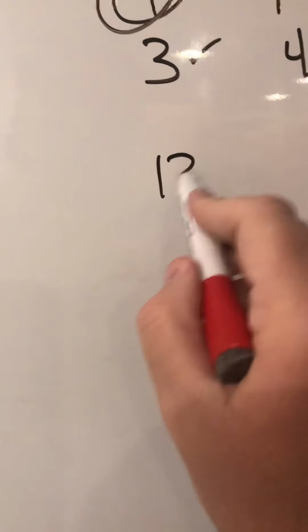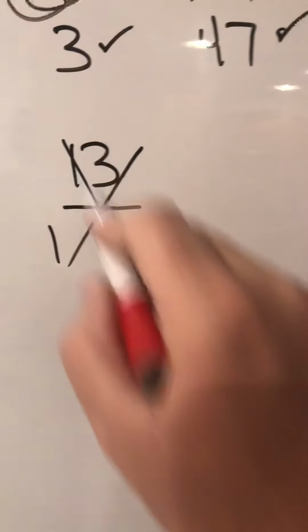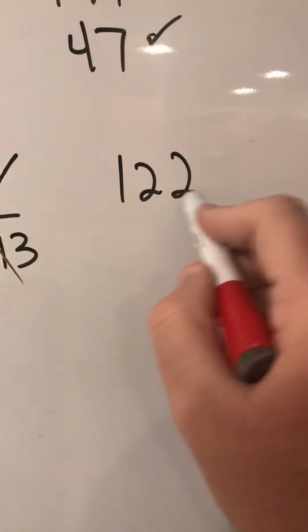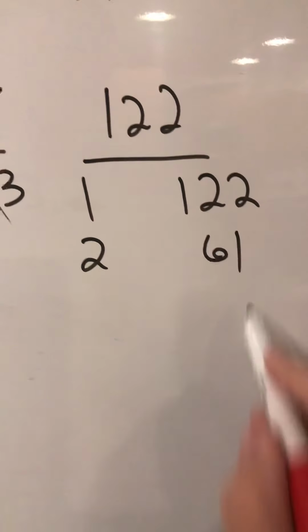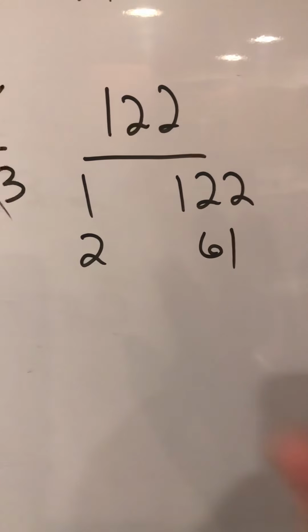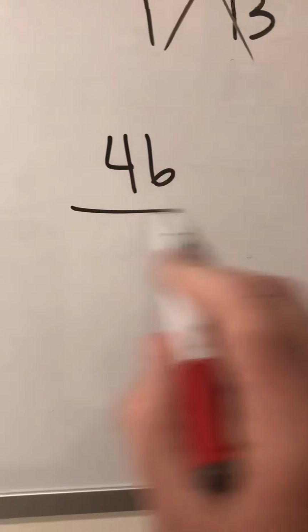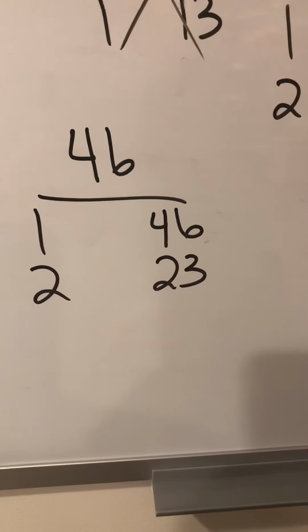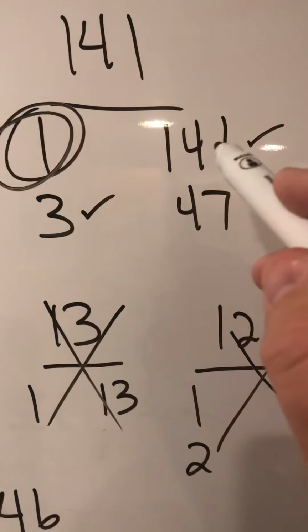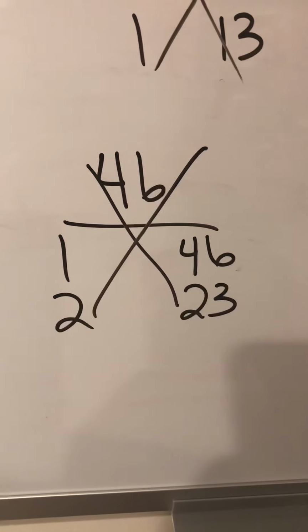So let's do these. 13 is just 1 times 13. So that's no. 122 is 1 times 122, 2 times 61. Doesn't go any further than that. Those aren't any of these 3 numbers. So 122 is not going to work. Next, 46. That's 1 times 46, 2 times 23. Are any of those any of these? Nope, not going to be that answer. So we've eliminated A, B, and C. So we're pretty sure it's going to be D.